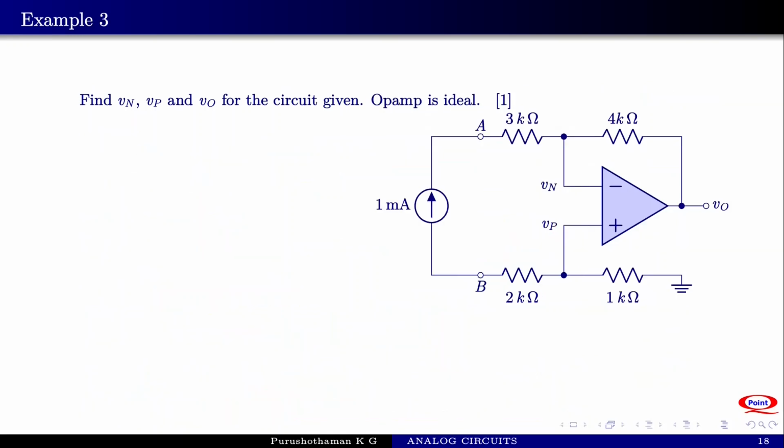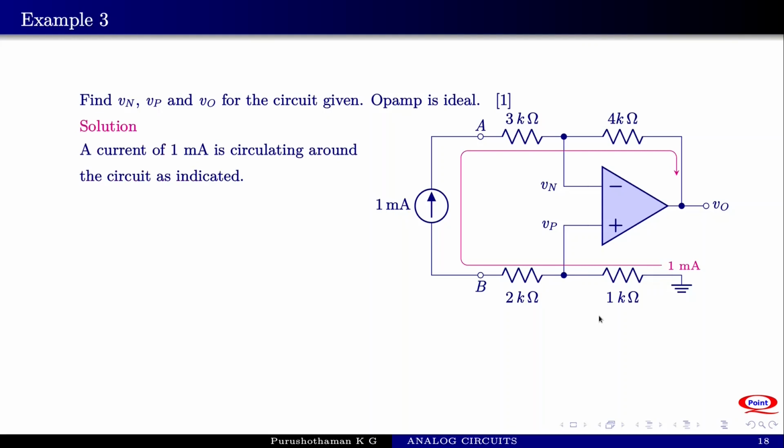Now consider another example. A circuit is given. Find Vn, Vp, Vo. The operational amplifier is given to be ideal. This also is taken from reference 1. So here you have a current source of 1 milliampere connected to the input. This is our connection diagram. A current of 1 mA is circulating around the circuit as indicated. This is the direction through which the current flows.